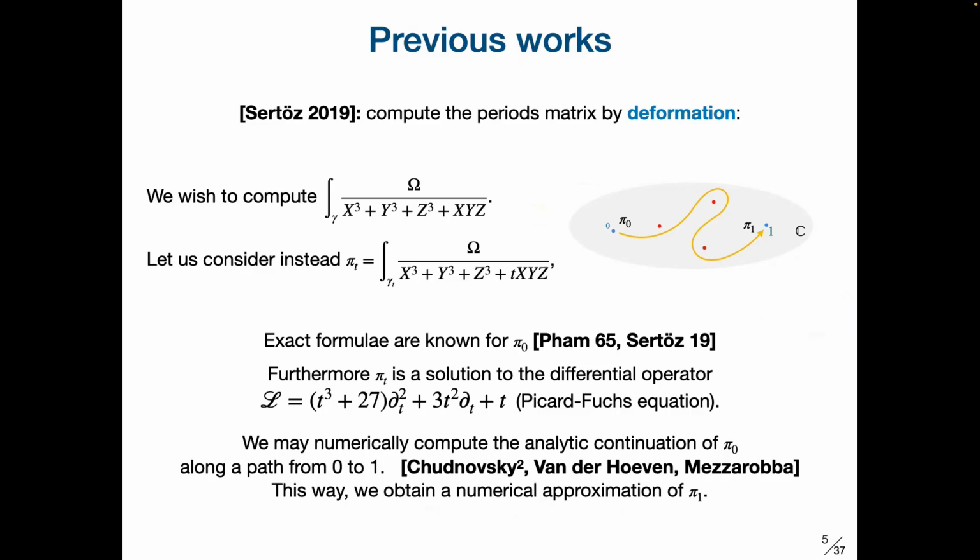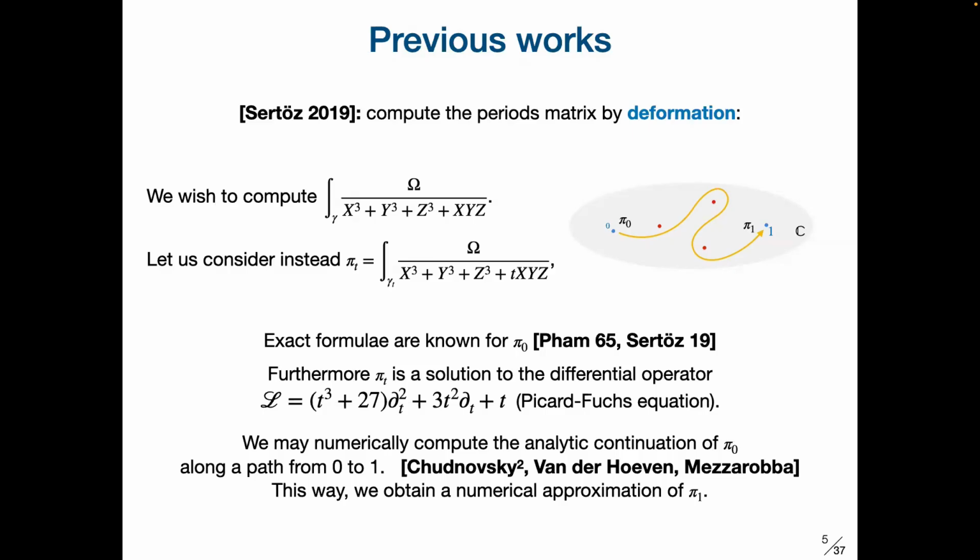And this is good for two reasons. The first one being that we know the value of pi at 0, because if you set t equal to 0, you obtain something which is very symmetric in x, y, and z. You obtain the Fermat elliptic curve. And there are explicit known formulae for the periods of this elliptic curve. And in general, for the Fermat hypersurface of any dimension and any degree, you also have exact formulae for these periods in terms of gamma functions, thanks to works of Frédéric Pham and Emil Sartos.